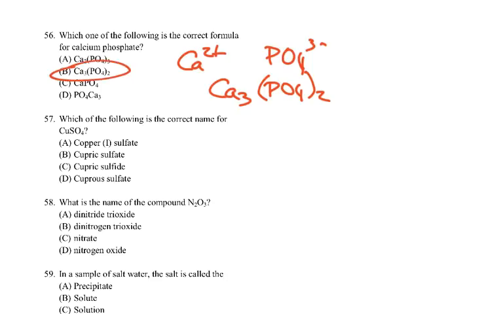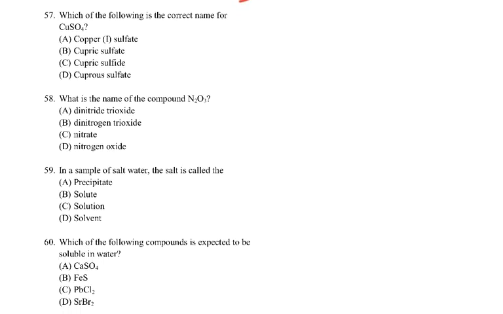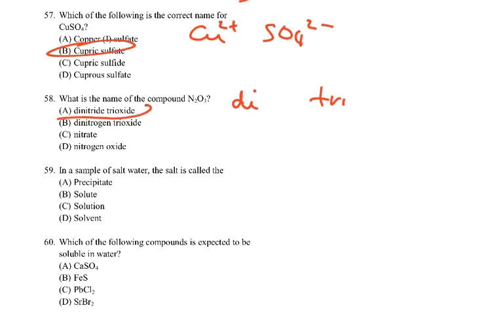What's the correct name for CuSO4? Okay, again, sulfate, we know that that is 2-. So the copper must be the 2+ ion. So that's copper(II) sulfate or cupric sulfate. Answer B. What's the name for N2O3? Now these are nonmetals, so it's going to be dinitrogen trioxide. No, that's nitride. Dinitrogen trioxide. Answer B.